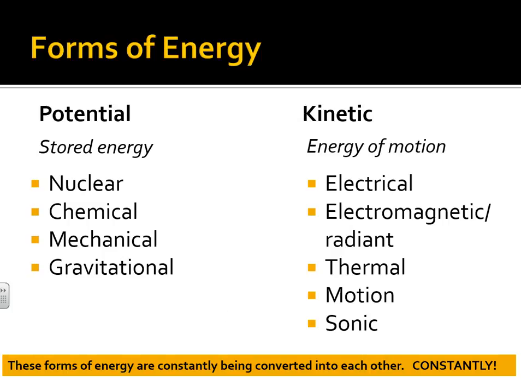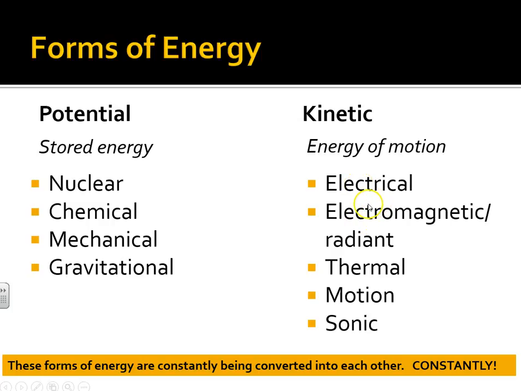And I want to point out that these forms of energy are constantly being converted into each other, constantly. I mean, chemical energy is being converted to radiant energy when you burn stuff. Radiant energy and thermal energy in a car engine or a power plant is being converted into energy of motion. If it's a power plant, then that's being converted into electrical energy.